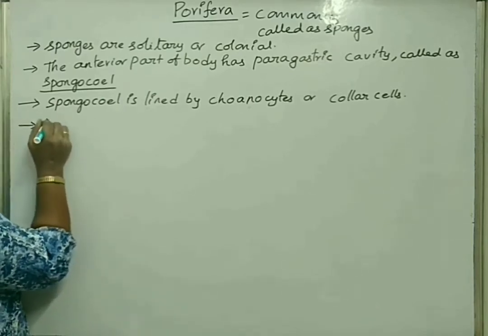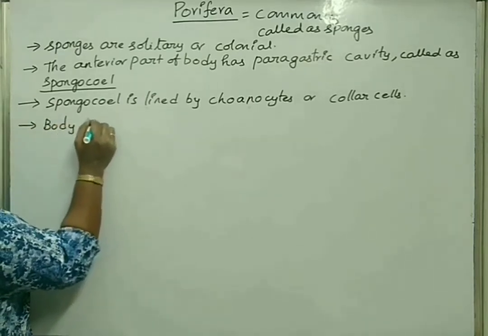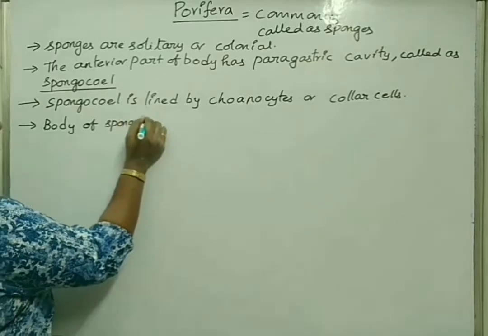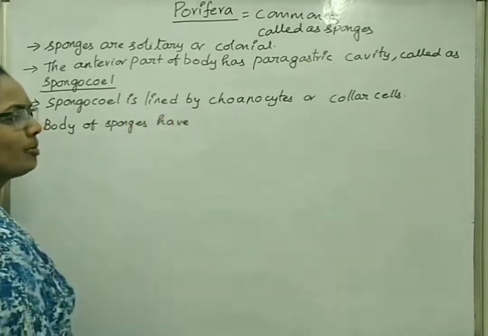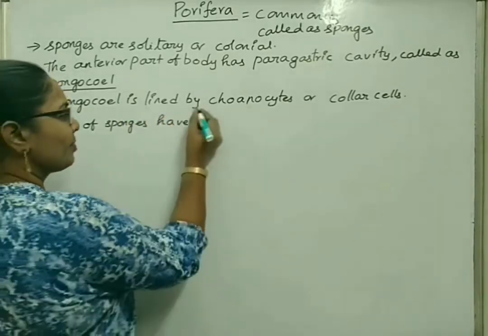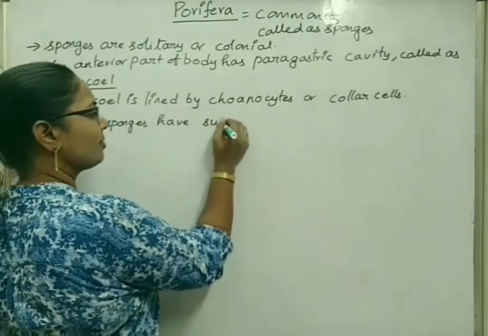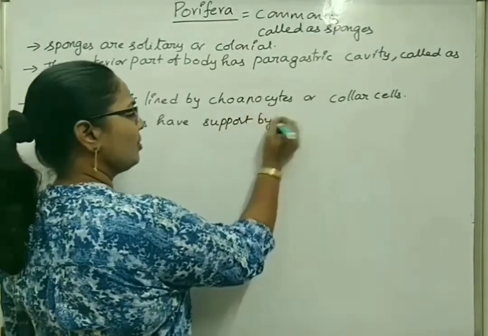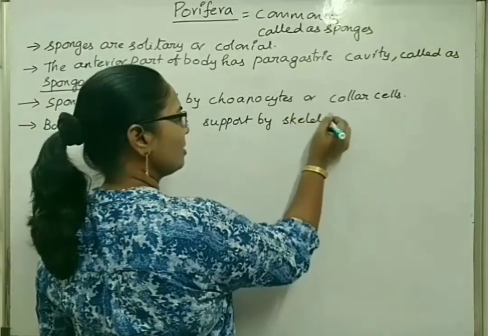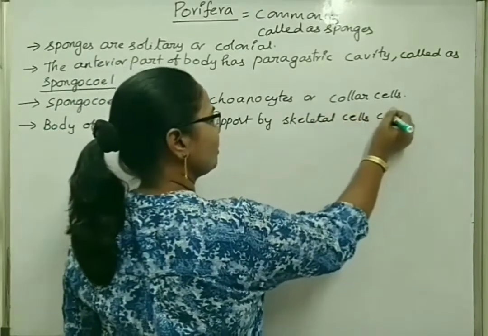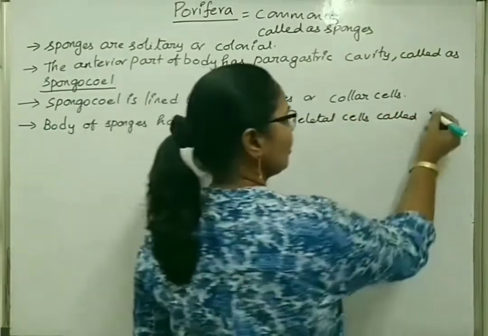Body of sponges has a skeletal form which is made up of spicules, supported by skeletal cells called spicules.